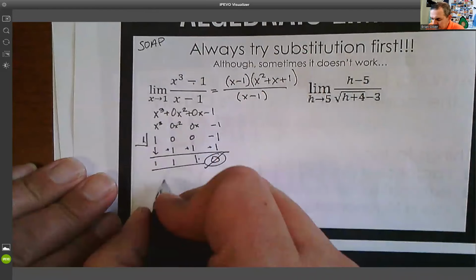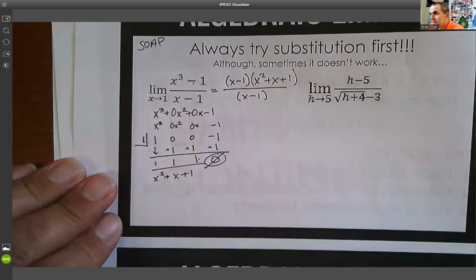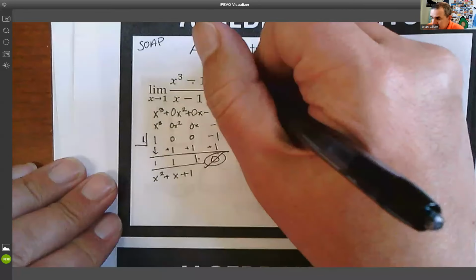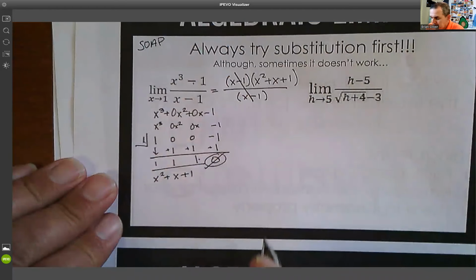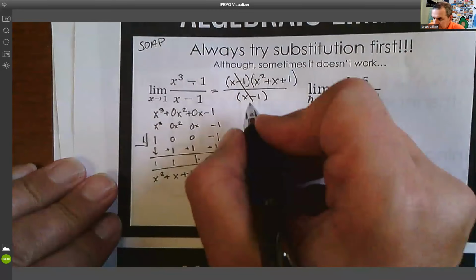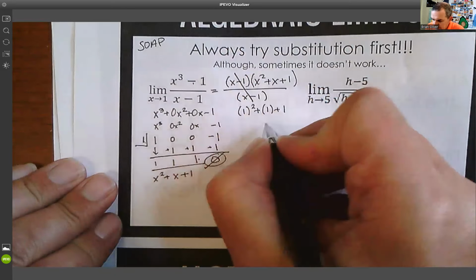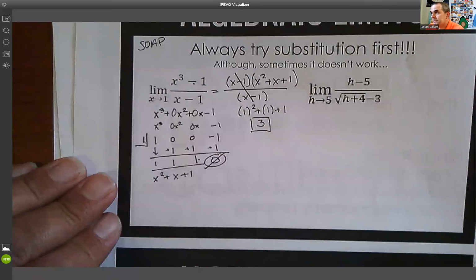Everything shifts down 1. This becomes x squared plus x plus 1. And as you take a look at this, the x minus 1's cross off. You're left with x squared plus x plus 1. Now I can substitute in. This becomes 1 squared plus 1 plus 1. The answer on this one is 3.